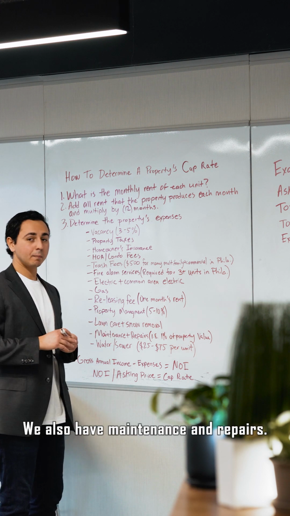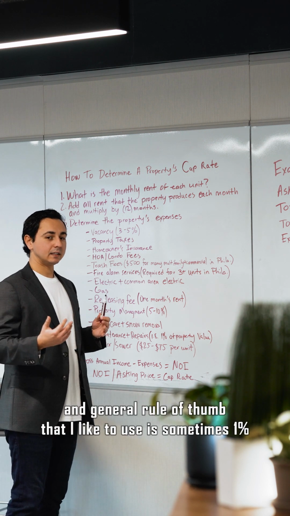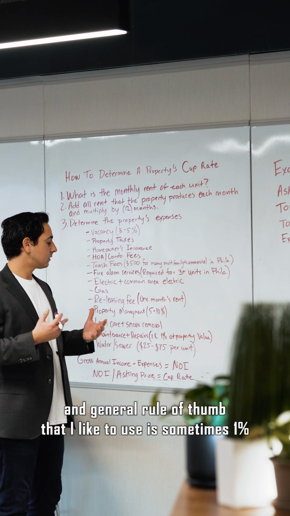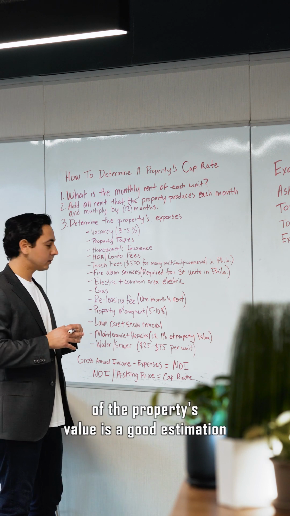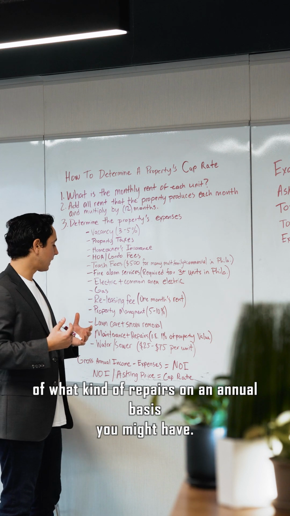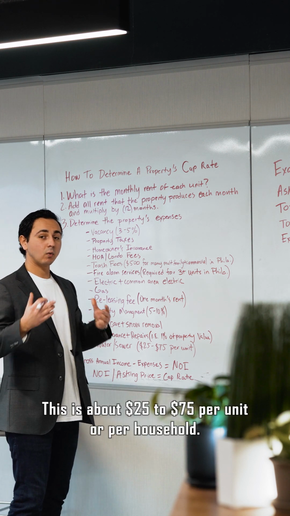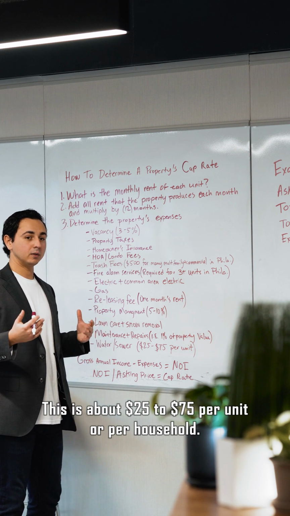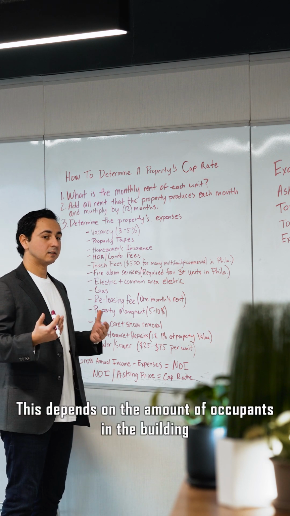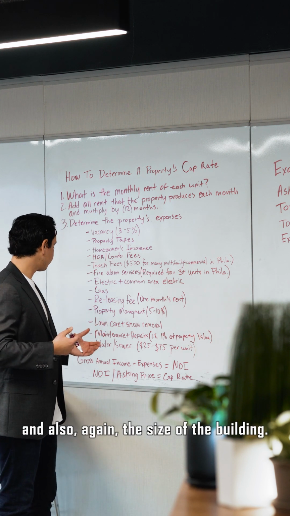We also have maintenance and repairs. This one's extremely important. A general rule of thumb that I like to use is sometimes 1% of the property's value is a good estimation of what kind of repairs on an annual basis you might have, but that's also very dependent. And then water and sewer, this is about $25 to $75 per unit or per household. This depends on the amount of occupants in the building and also, again, the size of the building.